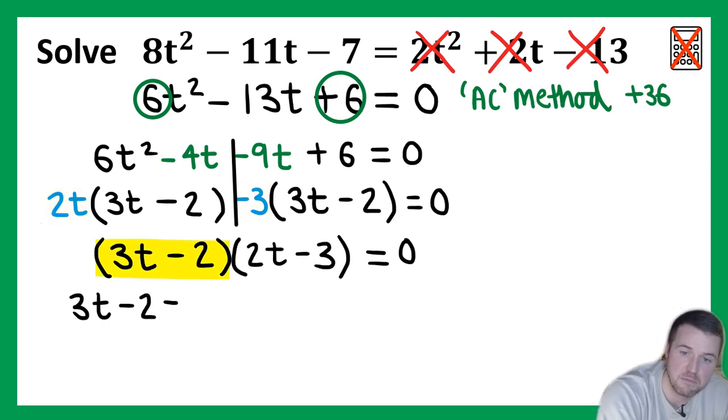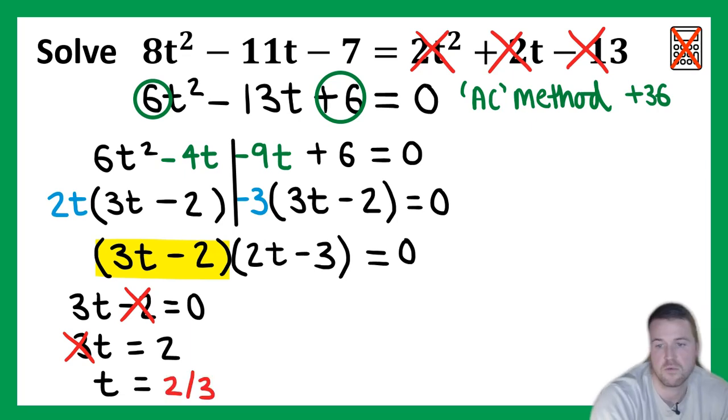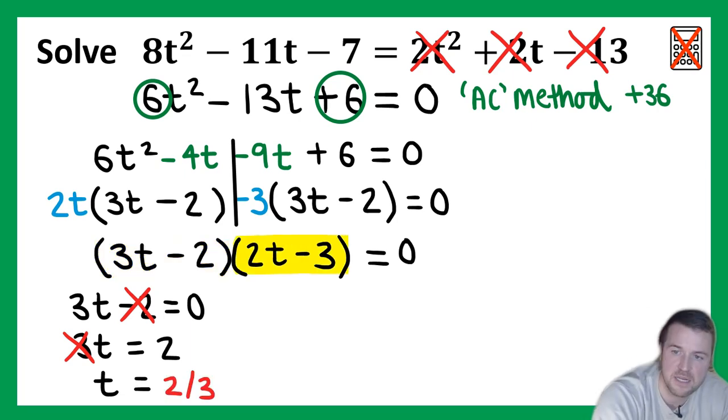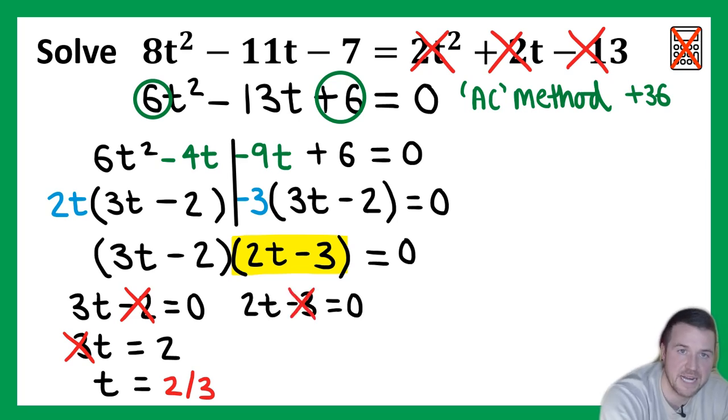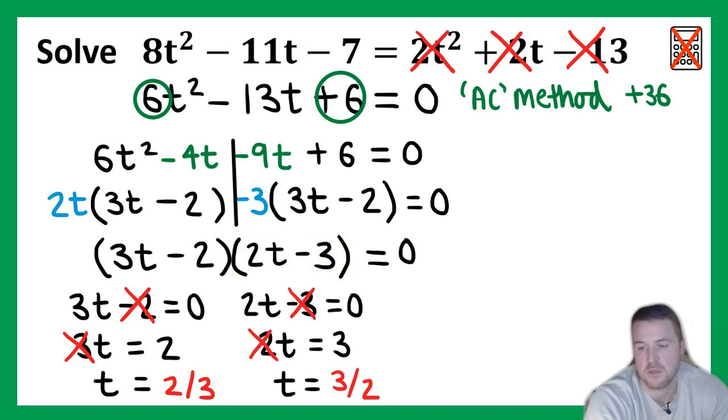If 3t minus 2 equals 0, then 3t would be equal to 2, and dividing by 3 would give me a solution for t, which would be 2 over 3. Secondly, if 2t minus 3 was equal to 0, then adding 3 to both sides would give me 2t is equal to 3, before dividing through by 2, and giving me a second solution for t, which would be 3 over 2.